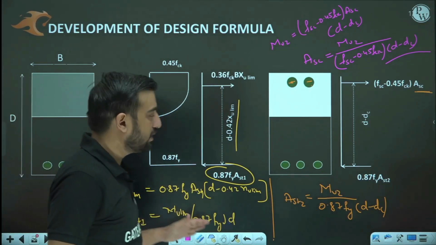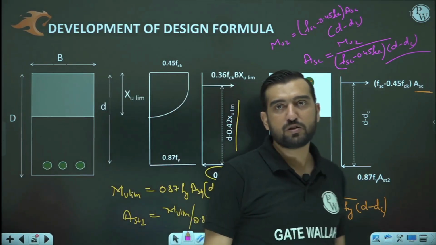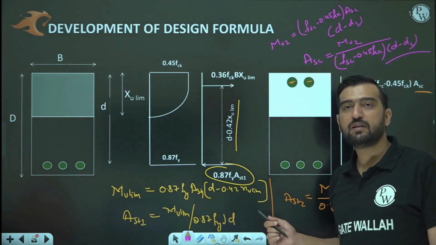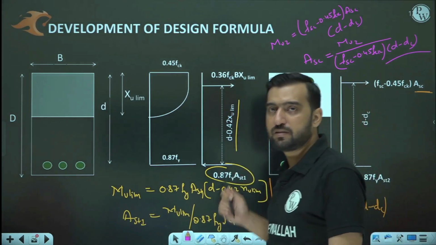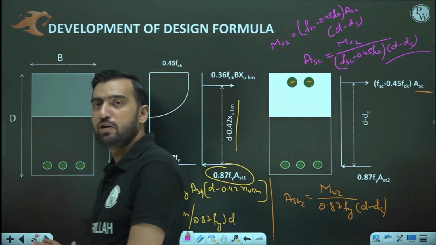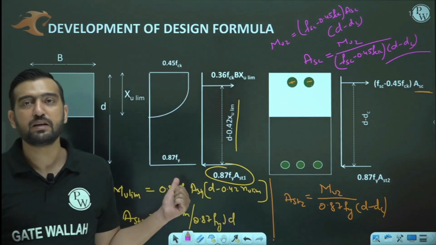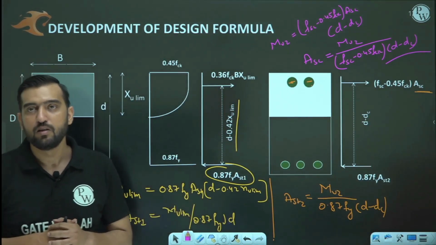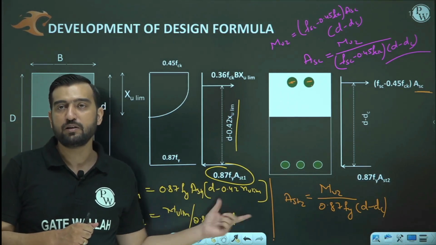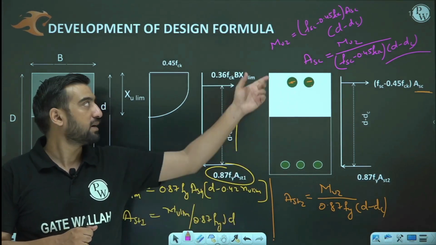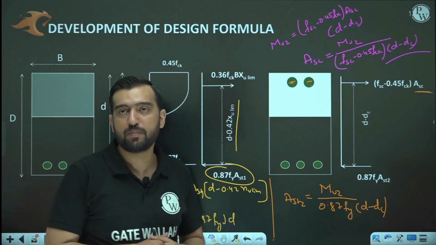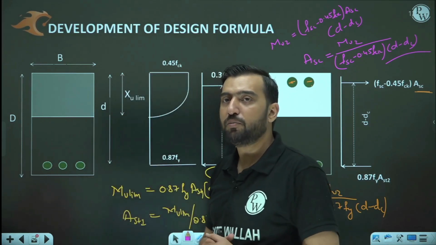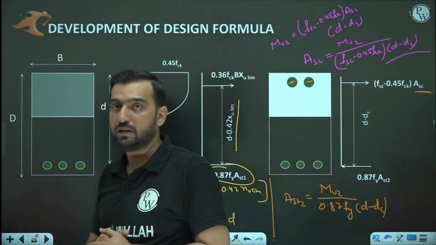Now the resultant area of steel in tension is the summation of Ast1 and Ast2, and the resultant area of steel in compression is Asc. So in a design problem we only have to compute these three categories of area of steel: tension 1 and 2, and another category, area of steel in compression. So my dear friend, this is all about the design formula.